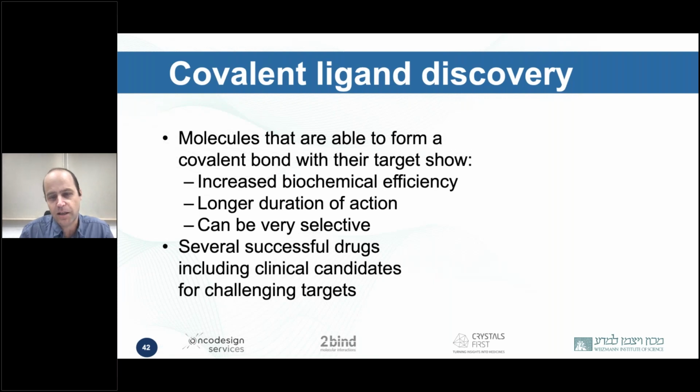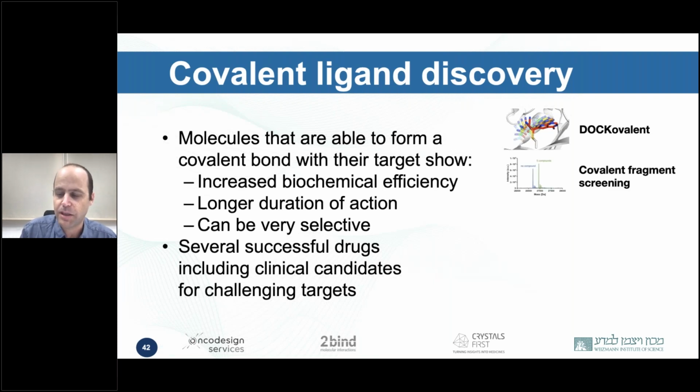For this reason, several rationally designed covalent drugs were successfully approved in the past decade or so, and these include very challenging targets such as KRAS, as I'm sure most of you know. But discovering these types of covalent ligands is still challenging, and that's where our lab is trying to make a difference. We're developing technologies for covalent ligand discovery. In my postdoc with Brian Shoichet at UCSF, we developed a virtual covalent screening platform called DOCKovalent. The focus of today's talk will be an empirical covalent fragment screening platform.